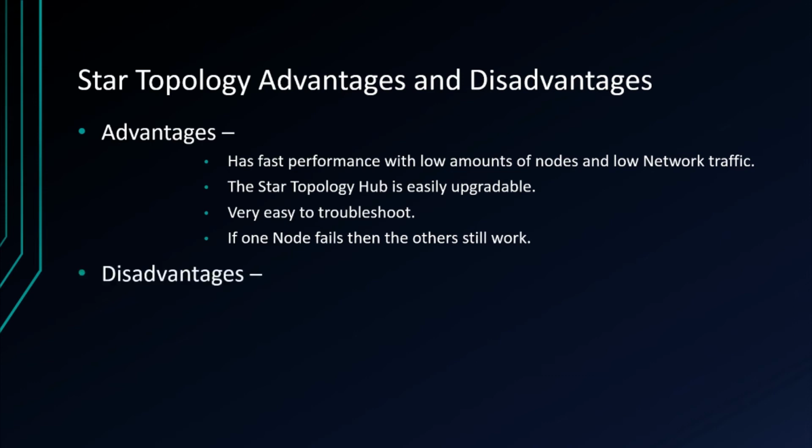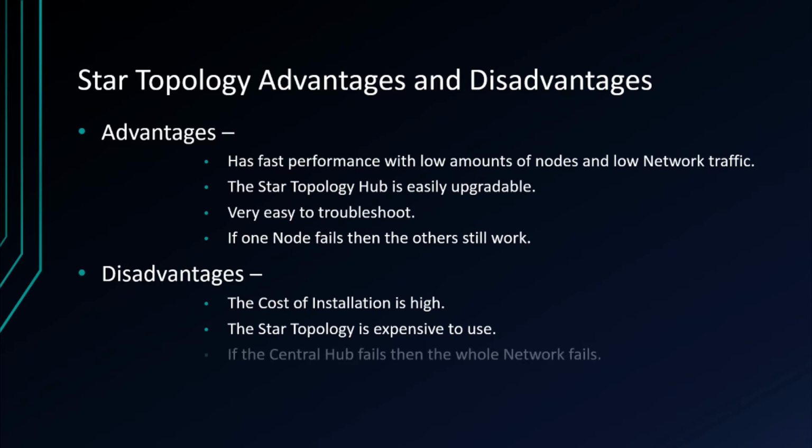So let's talk about some disadvantages. First off, the cost of installation is high of a star network. Also, it's an expensive one to maintain and use. If the central hub fails, then the whole network fails. There seems to be a recurring pattern with the topologies that there are a lot of points of failure. So for this one, the central hub would be that.